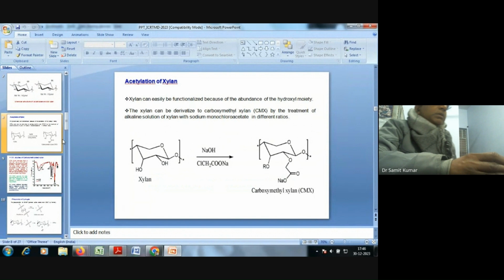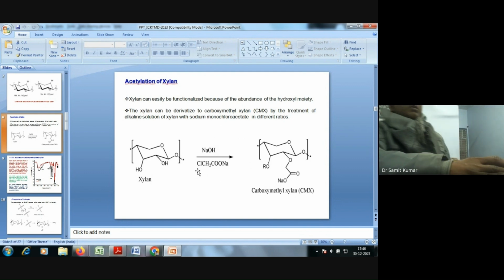Further, here Xylan is derivatized with monochloroacetate to get carboxymethylated Xylan. In this process, Xylan is firstly dissolved with sodium hydroxide, and then further it is treated with sodium monochloroacetate.